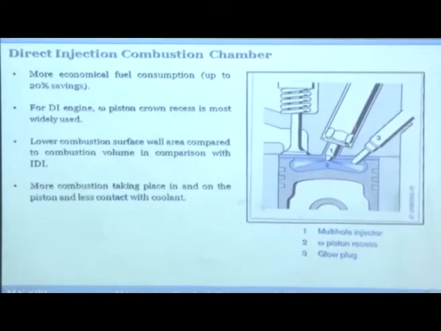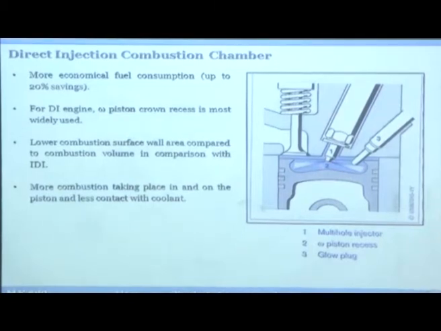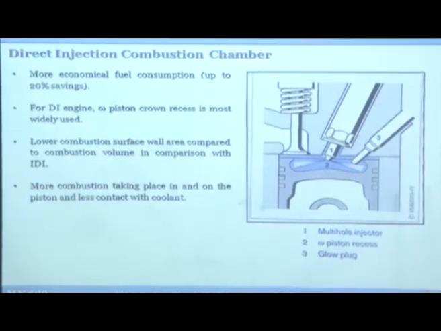Now this is the main feature of the DI combustion chamber. As you can see, this is the injector. This is the omega shaped piston recess, okay, cavity. This is omega, and this is glow plug. Well, some engines can have glow plugs. Normally it is not there in DI engines, but some of them can probably have. Nowadays most DI engines don't have any glow plug.